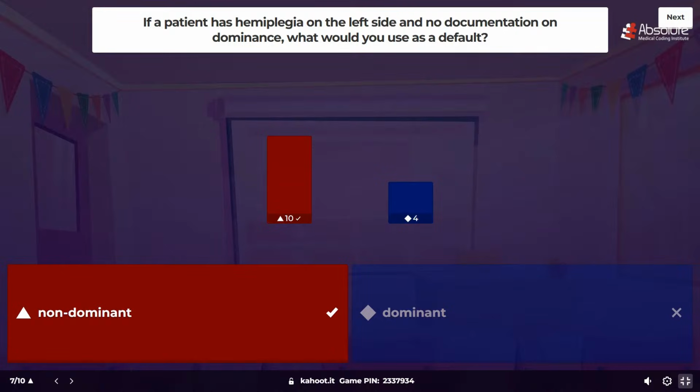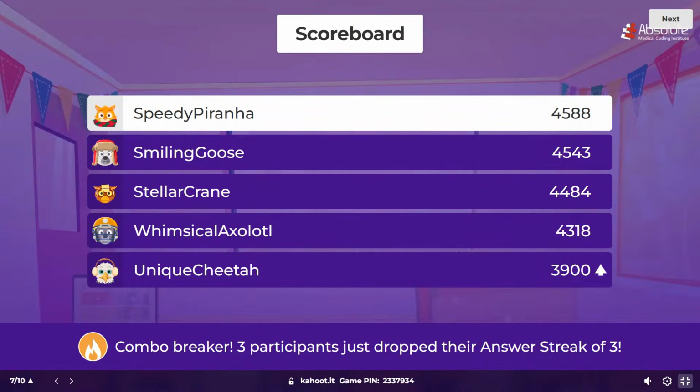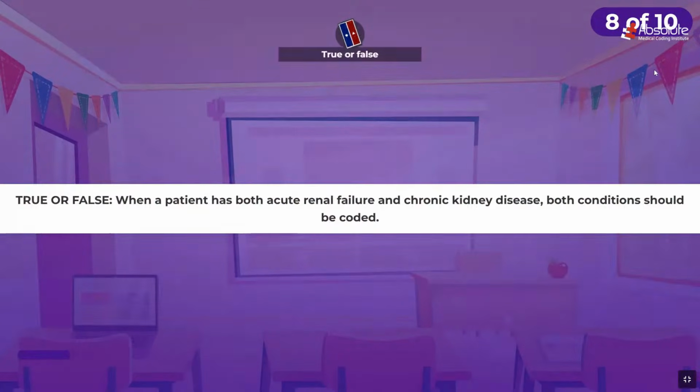All right, great job. You would code it as non-dominant if the patient has their left side and no documentation. Great work. If it was said right side, then you would code it as dominant. All right, Speedy Piranha, you are still in first place. Amazing job. All right, true or false?